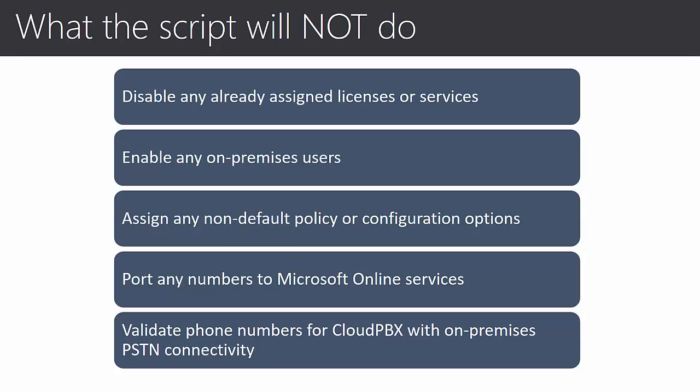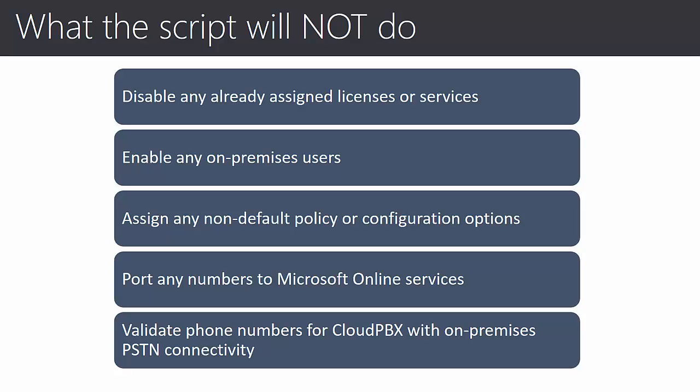At this point, I want to call out a few things that the script will not do. And this is very important so that you're able to understand exactly what the scope of the script is. One, it will not disable any already assigned licenses or services. Like I said, I do not want this script to be destructive in any way. So if you have a conflicting license, it will not go and disable that license. You will get an error message saying two conflicting licenses cannot be assigned.